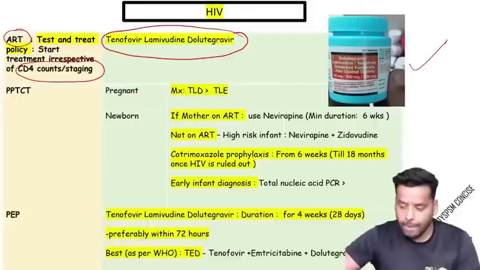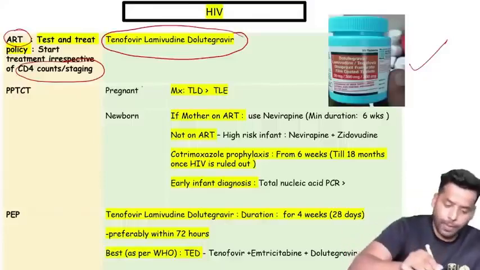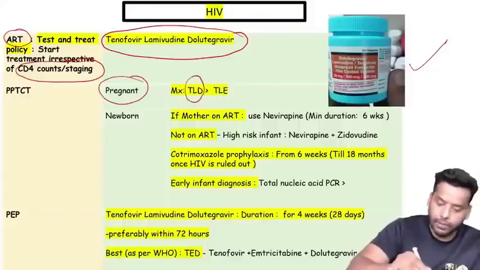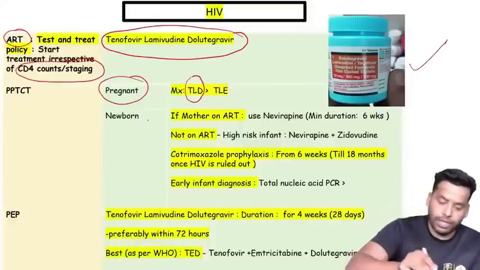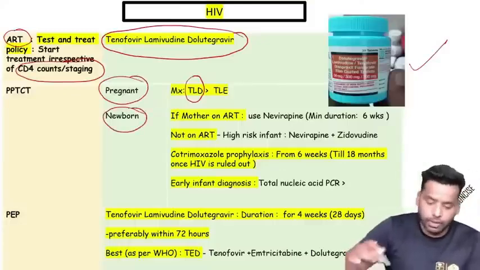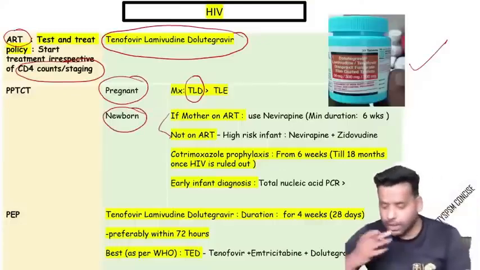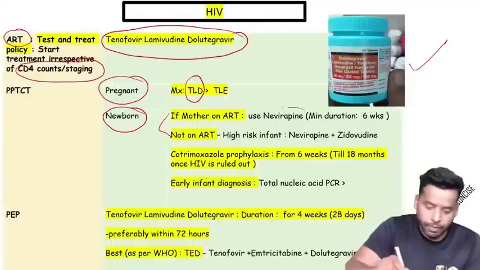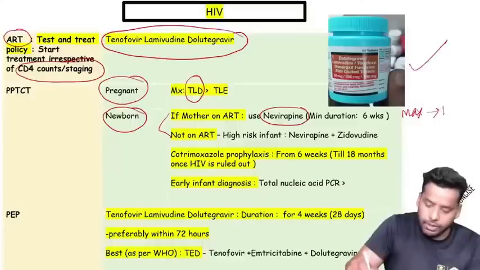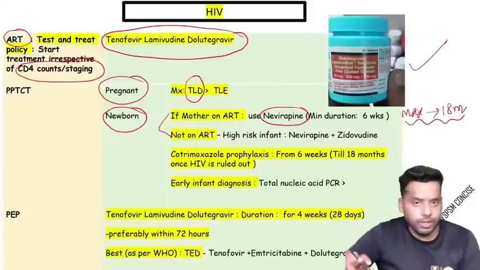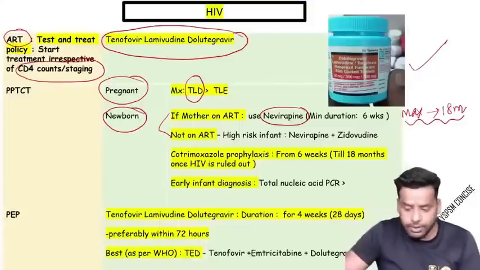Yes, good. TLD combination, even in pregnant women also. We are using TLD now. What will the newborn get prophylactically? If the mother is on ERT, we use nevirapine. Minimum duration 6 weeks, maximum duration 18 months.